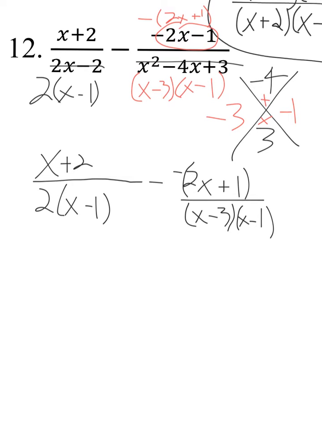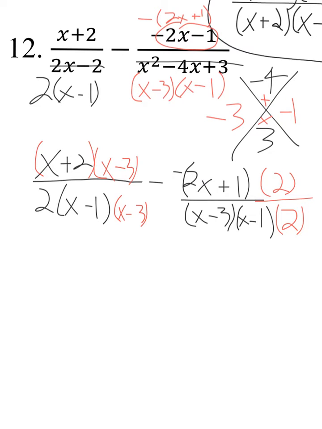Now, they're not ready to add or subtract unless the denominators are exactly the same. So with this fraction here, I need to multiply a 2 over a 2, all right, because this one has a 2. Now, this one has an x minus 3 that this one doesn't have, so I'm going to add an x minus 3 over an x minus 3, okay? So what we need to do is distribute everything and then simplify.